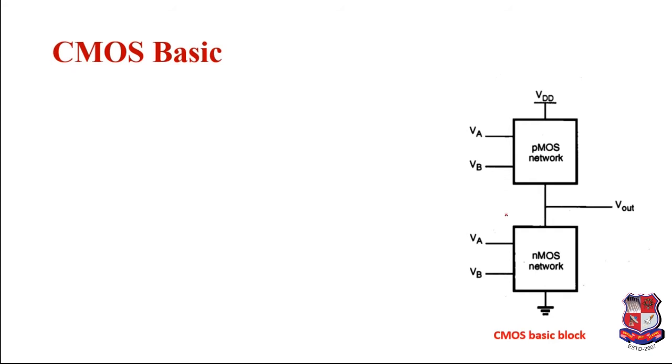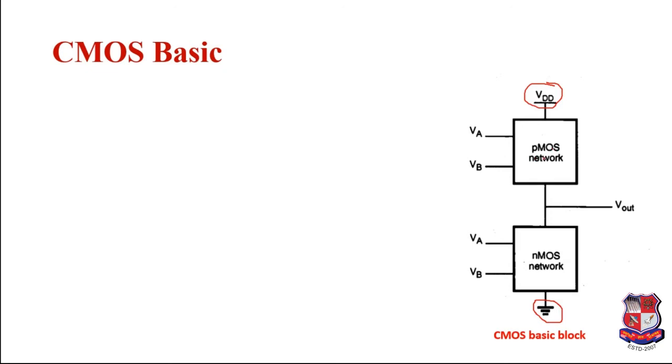So the first topic is CMOS basics. CMOS stands for complementary metal oxide semiconductor. Here you can see the basic building block of CMOS. Here the PMOS network, which is also known as the pull-up network, is connected to VDD, and the NMOS network, which is also known as the pull-down network, is connected to the ground. The NMOS and PMOS are complements of each other. That means if the NMOS transistors are in series, then the PMOS transistors will be in parallel.